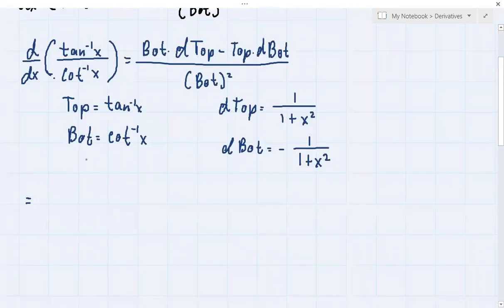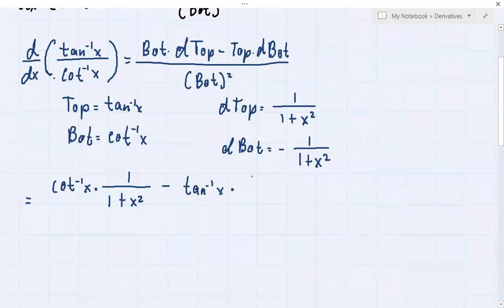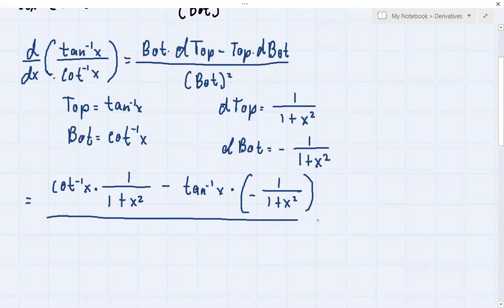Now, let's substitute. So, punta ko dito sa baba. Bottom is basically arccotangent times derivative ng top. We have 1 all over 1 plus x squared. Next, minus top, which is arctangent, times derivative ng bottom, which is negative 1 all over 1 plus x squared. Ngayon, square natin yung bottom, which is square ng arccotangent.